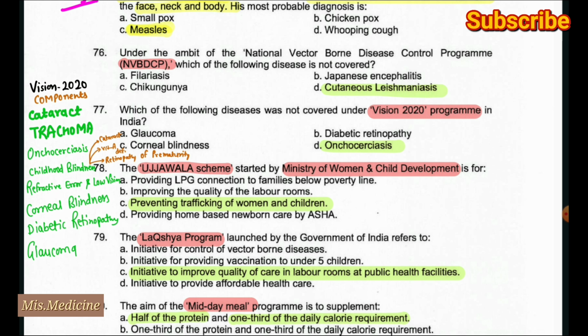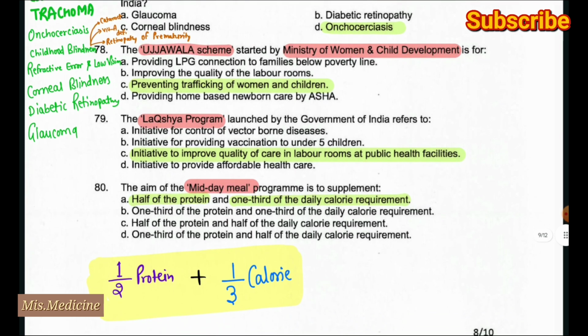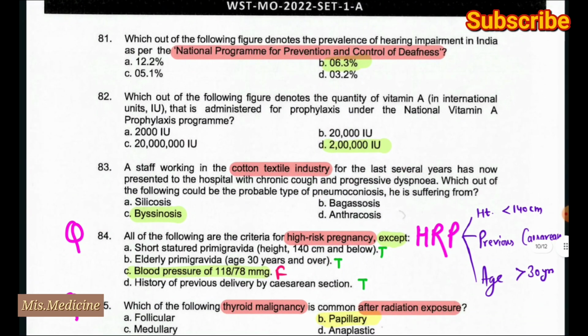Next question: the Lakshya program launched by the Government of India refers to an initiative to improve quality of care in labor rooms at public health facilities. Next question: the aim of the midday meal program is to supplement half of the protein and one-third of the daily calorie requirement.